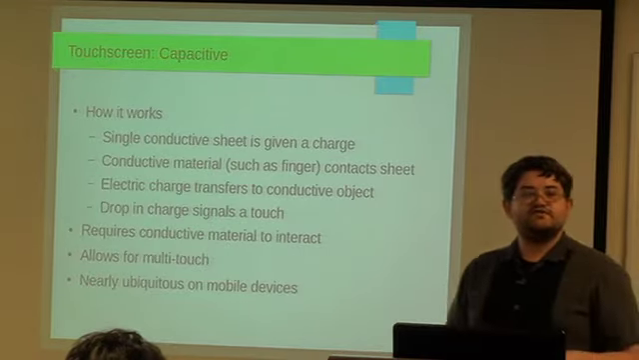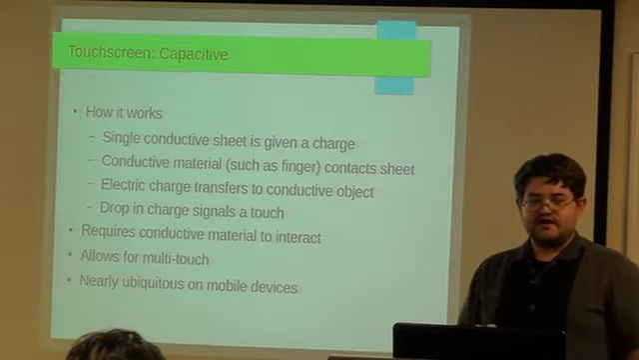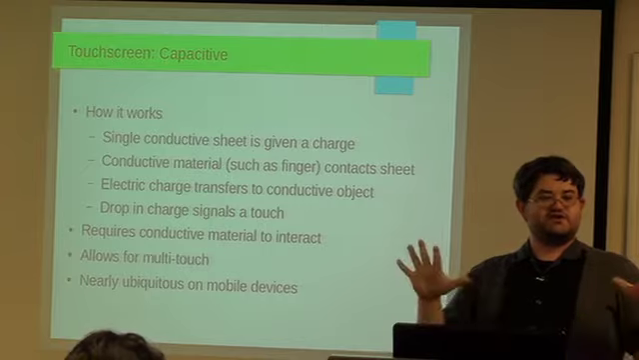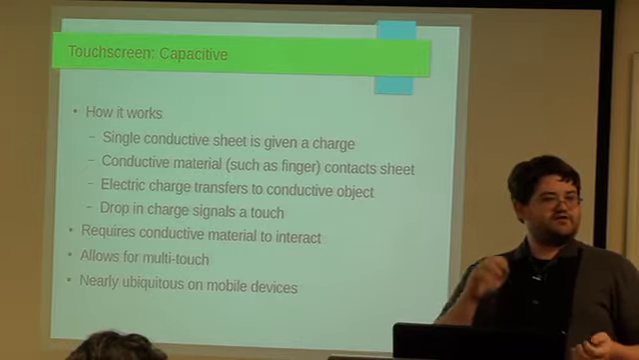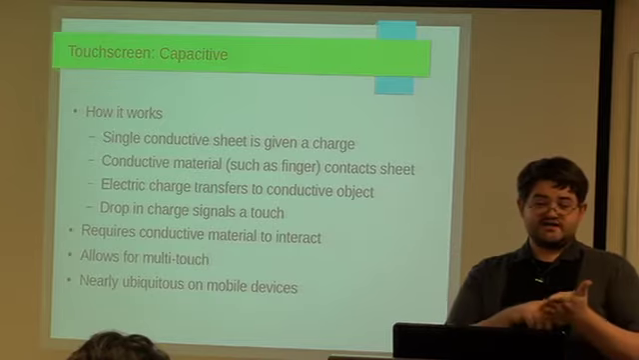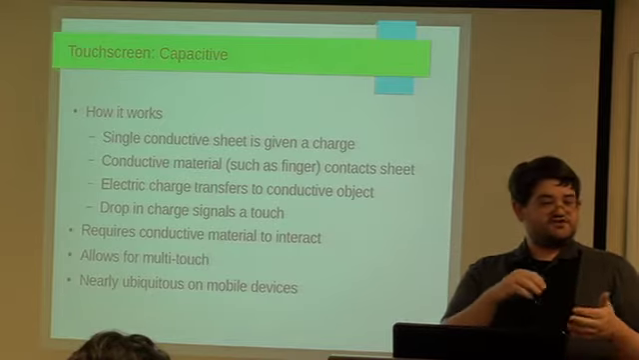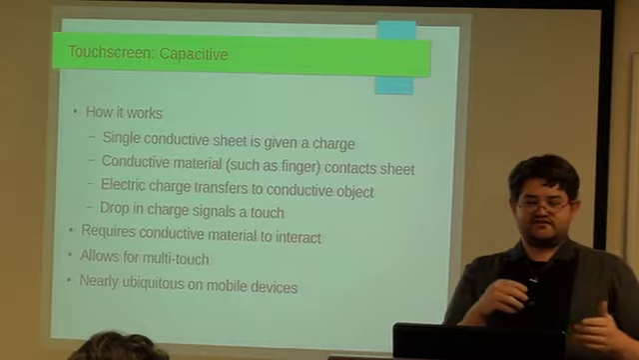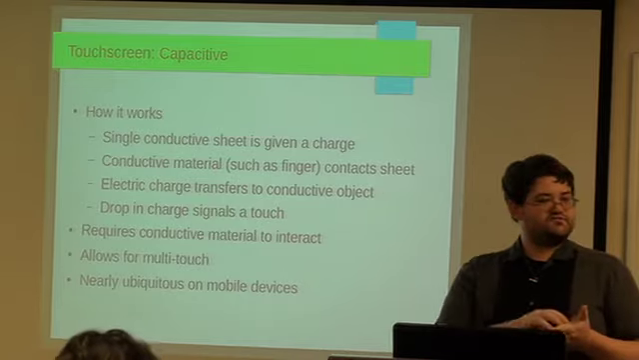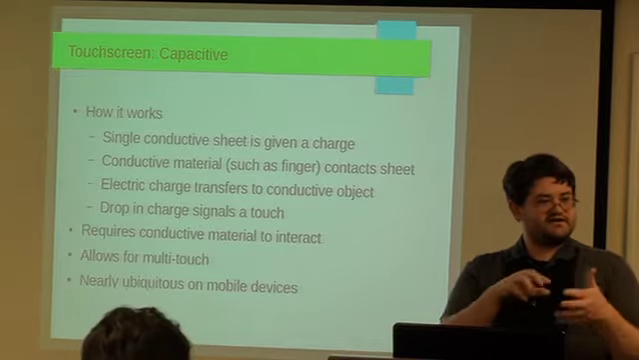Capacitive, that's the way of the future, and that's what most of you are going to end up using. Basically what you have is a single conductive sheet and it's given a charge. If you ever place a conductive material, like a finger, in contact with this sheet, the charge will discharge into that conductive material, and from the drop in charge it'll be able to figure out where exactly that is.